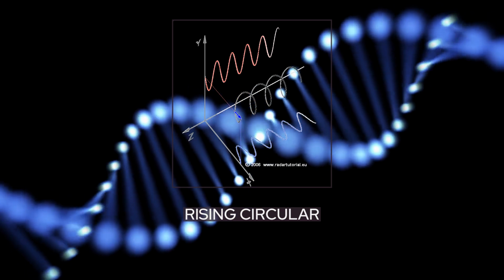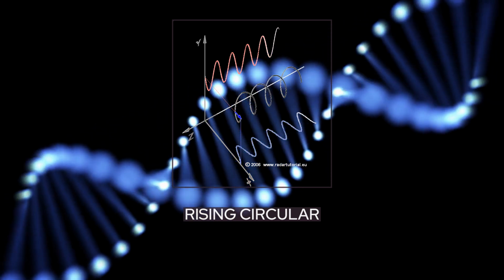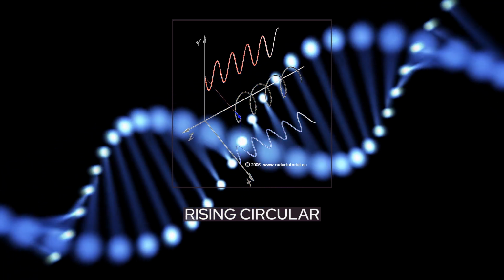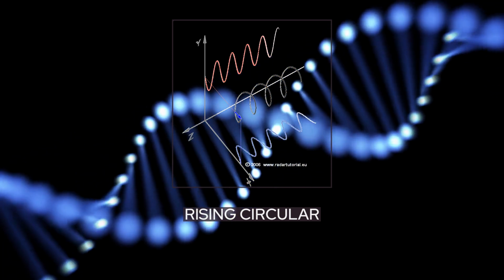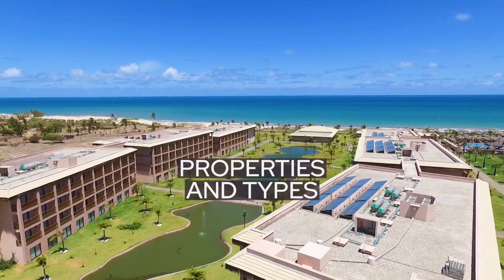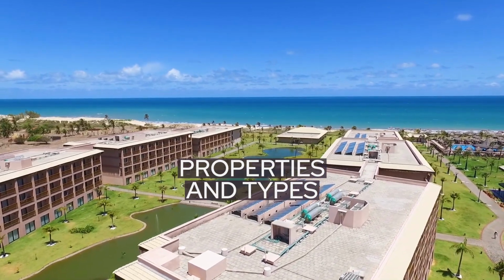The word helix comes from the Greek word for twisted, curved. A filled-in helix, for example, a spiral helical ramp, is a surface called a helicoid. With that being said, let's now move on to properties and types.